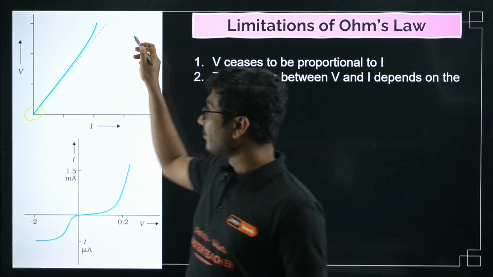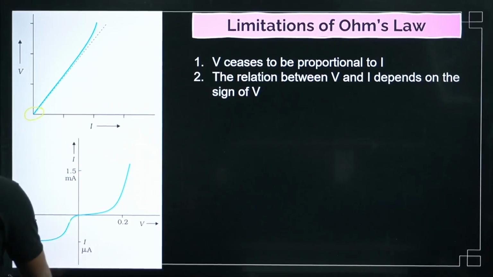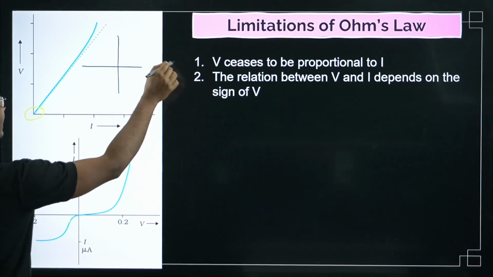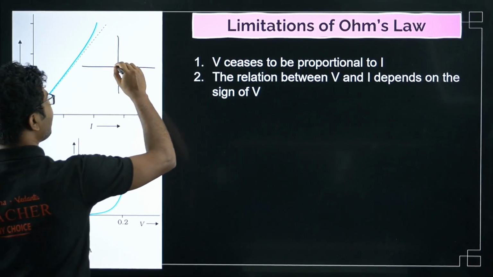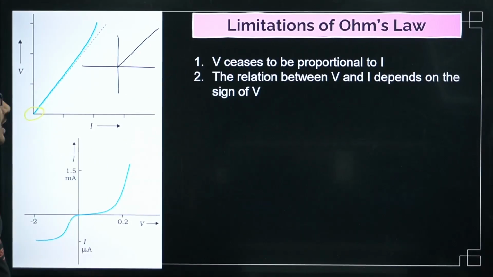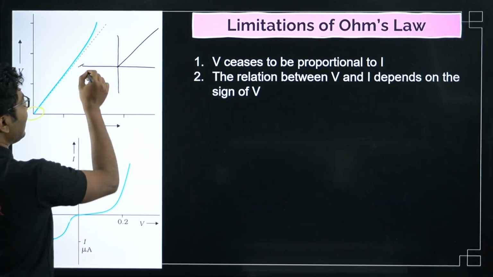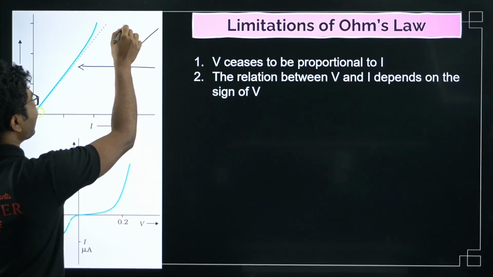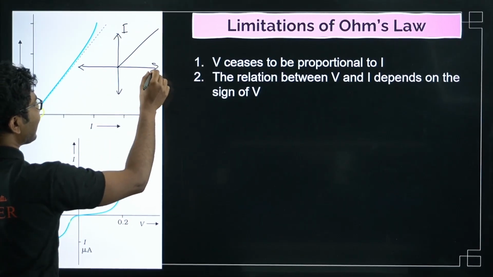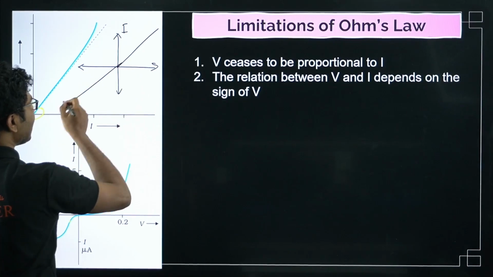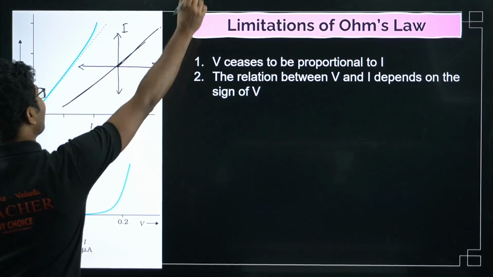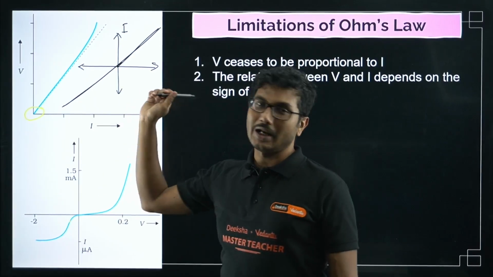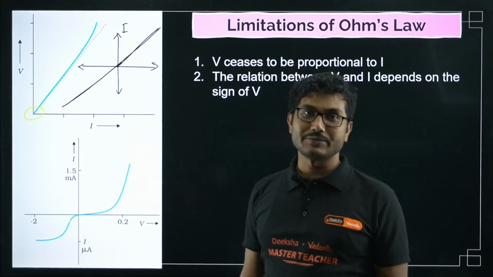In general, for a normal ohmic graph, it is not so. Suppose I have a graph like this. V is proportional to I, which is how we normally represent it, right? Now what will happen if I change the current direction, the voltage direction, to the opposite? Then it will also be a straight line, and it will be a continuous straight line. It does not depend on the sign of V. The same line will be extended to the negative side as well.